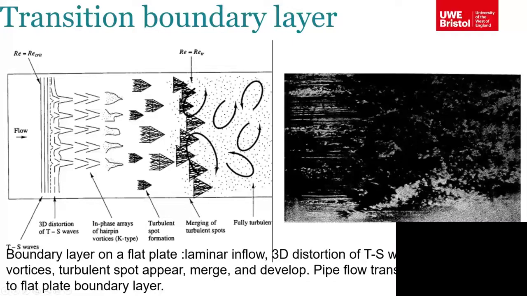Now these are the wave fronts. This is at transition, and that's the fully turbulent region. There are 3D distortions starting here. These are called hairpin vortices, and then these are turbulent spots, and these are fully turbulent eddies.